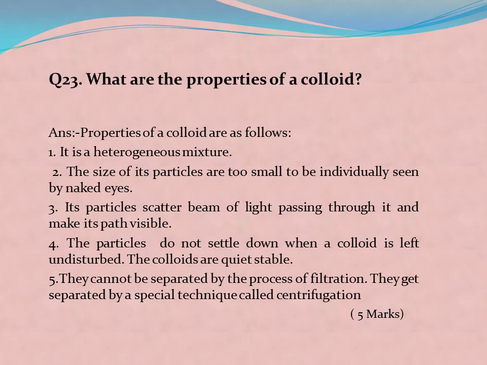Question number 23. What are the properties of a colloid? Answer. Properties of a colloid are as follows. 1. It is a heterogeneous mixture. 2. The size of its particles is too small to be individually seen by naked eyes. 3. Its particles scatter beam of light passing through it and make its path visible. 4. The particles do not settle down when a colloid is left undisturbed. The colloids are quite stable. 5. They cannot be separated by the process of filtration. They get separated by a special technique called centrifugation.